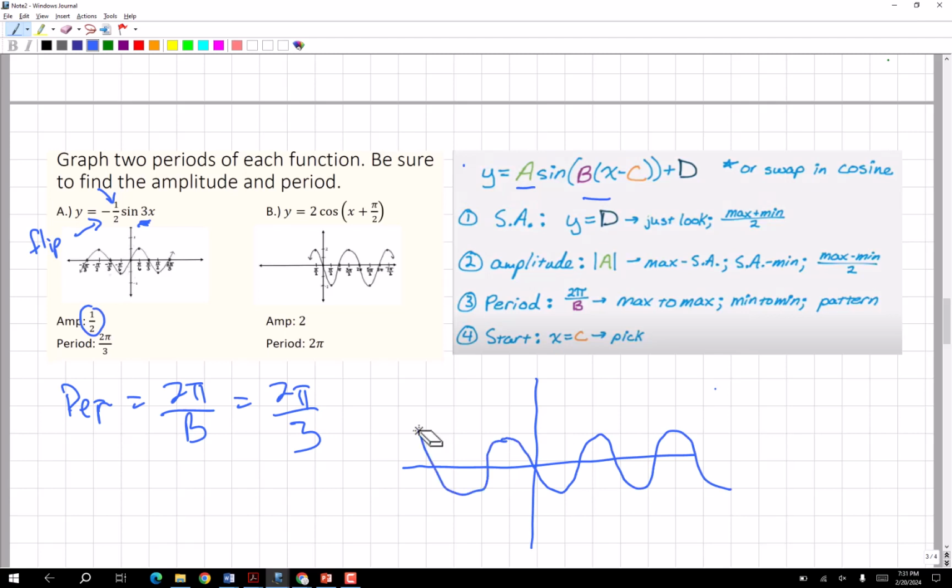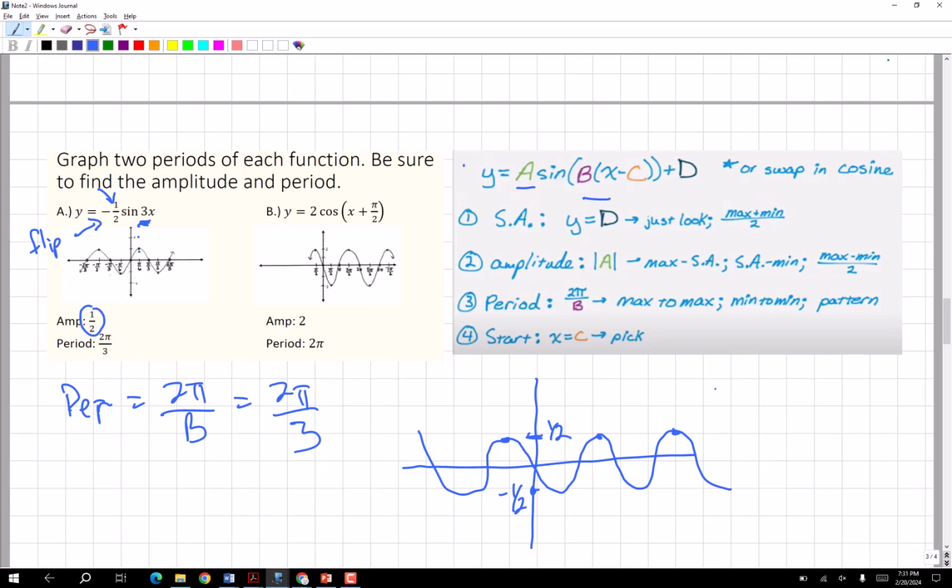Okay, it says graph 2 periods. Here's one period, here's the second period, okay? So the amplitude is going to be 1/2. That means this right here is 1/2, and this down here is -1/2. There's that part right here. Notice on theirs, this is 1, so this is 1/2. Okay, we've got that. All right, the period.